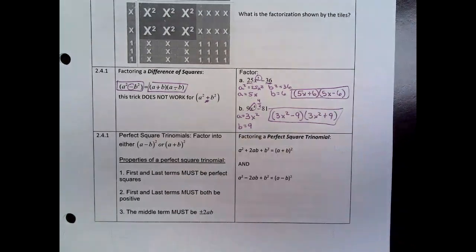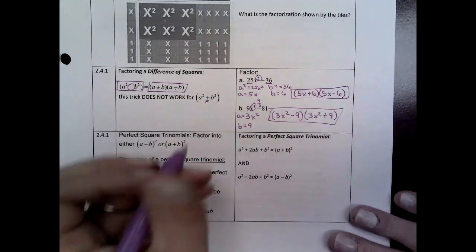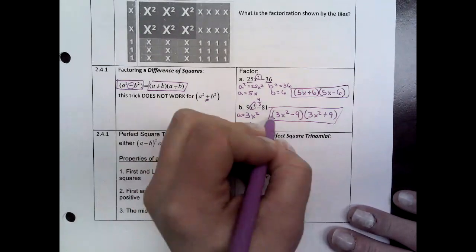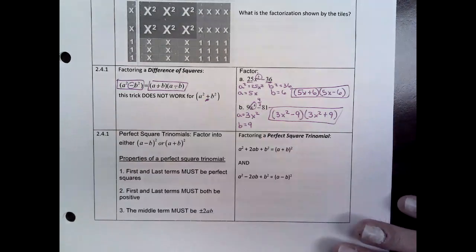Okay, and that's it. That is factoring a difference of squares. But you have to remember it does not work for a plus sign, and you have to take the square roots of these numbers.